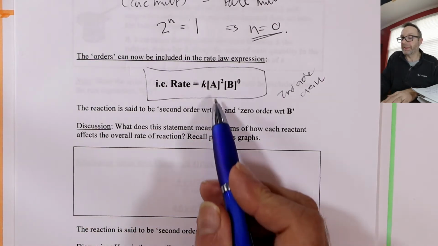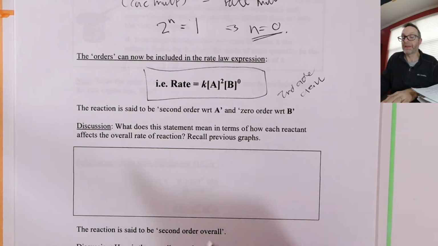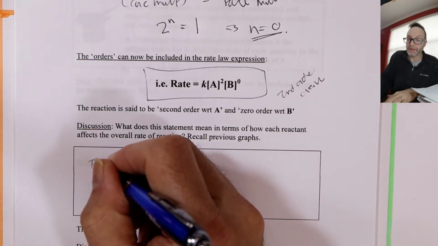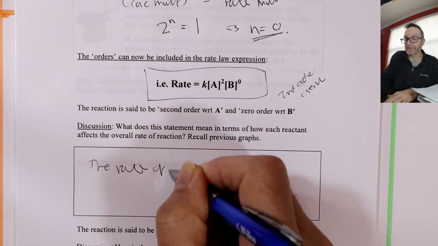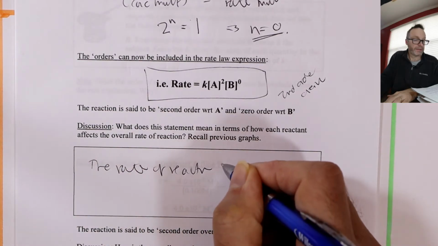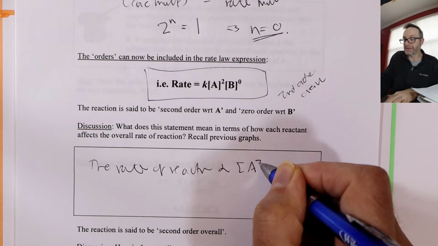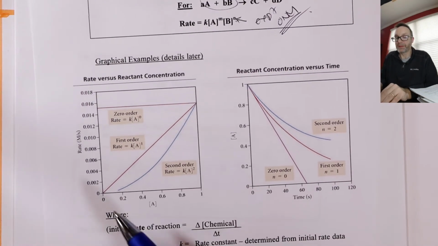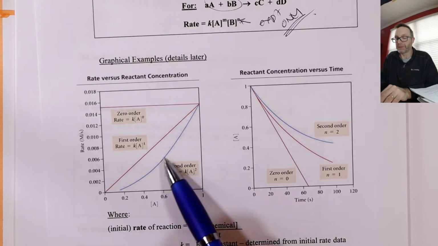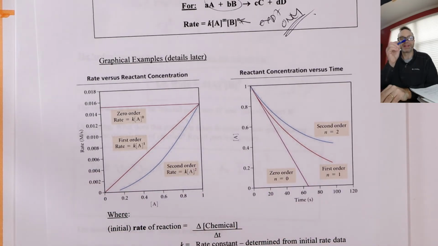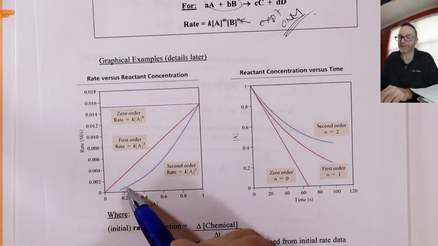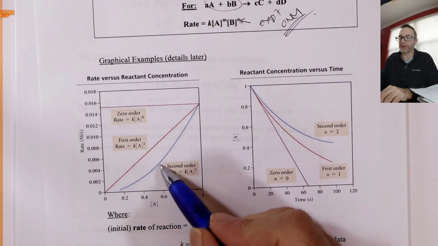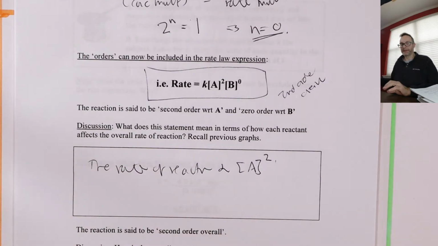All right. Now, what does this statement above here mean in terms of how each reactant affects the overall rate of reaction? The rate of reaction is proportional to A squared. The rate is proportional to A squared. It looks like one of those y equals x squared graphs, but just the bottom right hand corner, right? So that's your squared dependence right there. Okay.